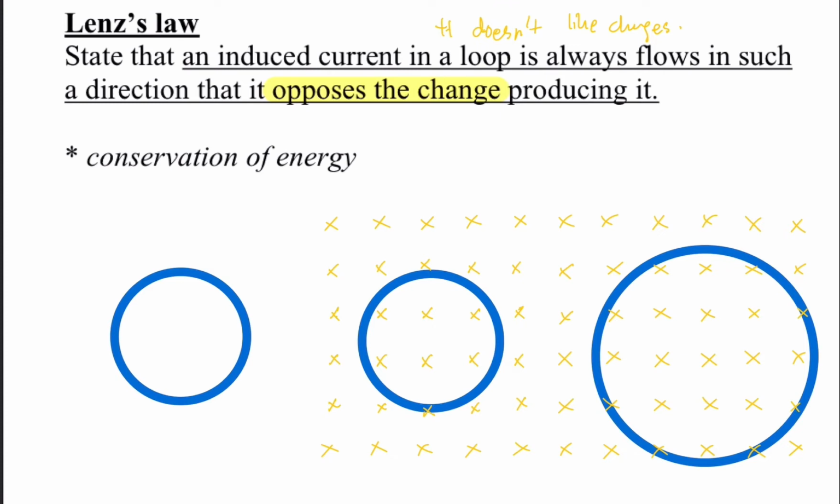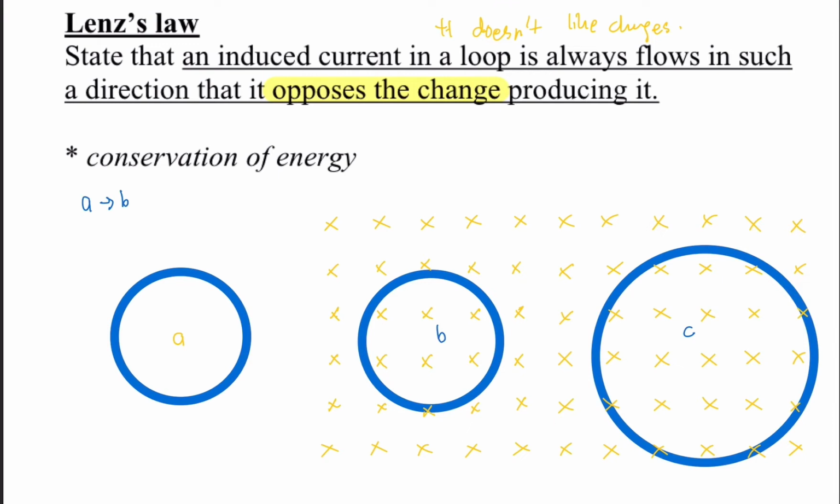So for example here I have 3 loops. Okay, 3 coils. So this is A, B and C. Okay, as we move from A to B, according to Faraday's law, when there's a change in magnetic flux, induced EMF or induced current is produced. So from A to B, you can see that at A, there's no magnetic field around A.